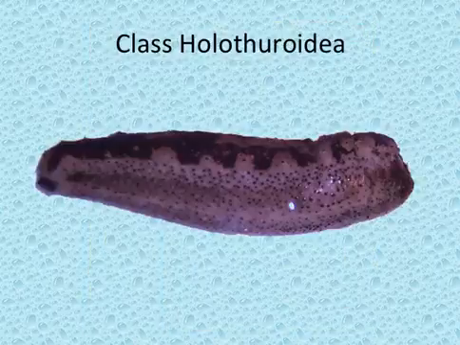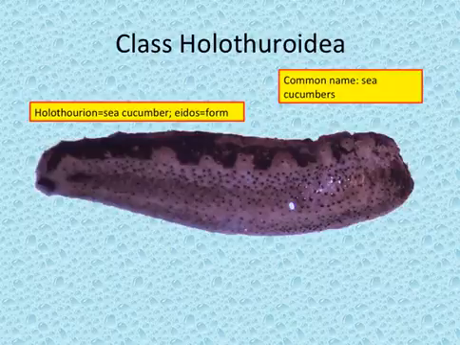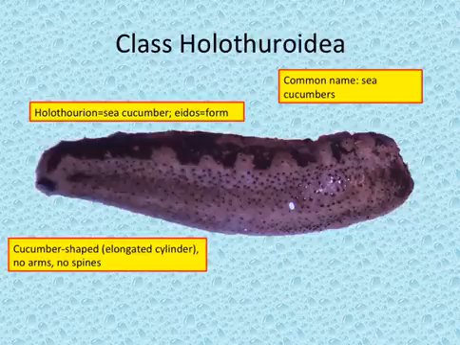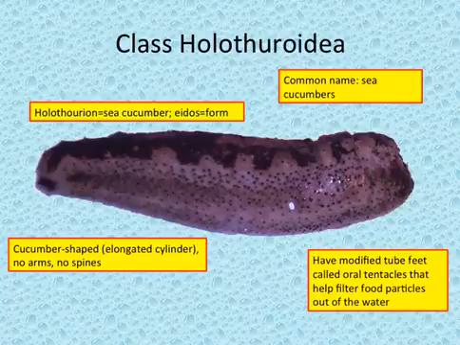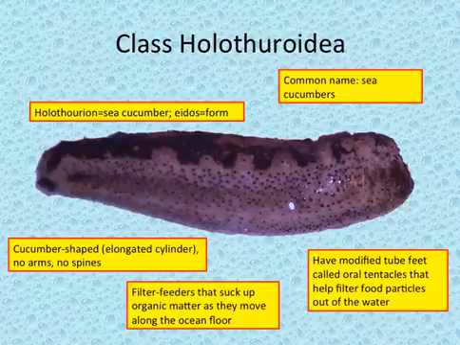Our next class is class Holothuriidea. Holothurion means sea cucumber and eidos means form. So their common name is sea cucumbers. And looking at this picture, you can probably tell why. A long, stretched out body. They are cucumber shaped, which means they're like an elongated cylinder. They have no arms and no spines. They have modified tube feet called oral tentacles that help filter particles out of the water, which means they're filter feeders. They suck up organic matter as they move along the ocean floor.